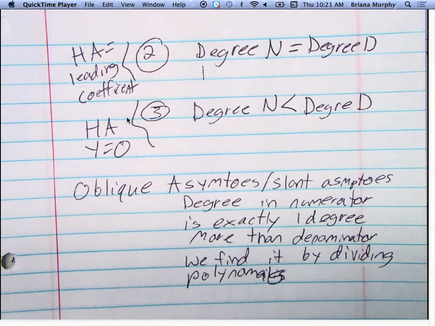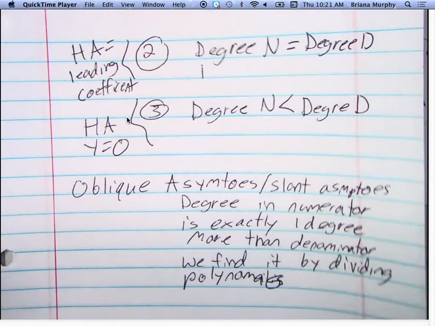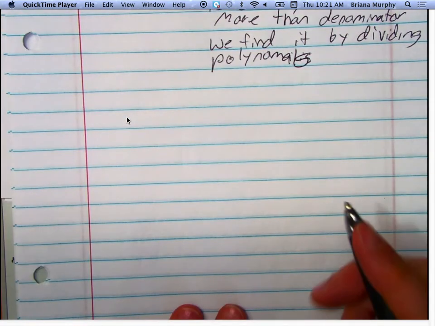All right, now we're going to do some examples. So once you have this all done, we're going to go over some examples. Okay, we ready? Here's example 1.